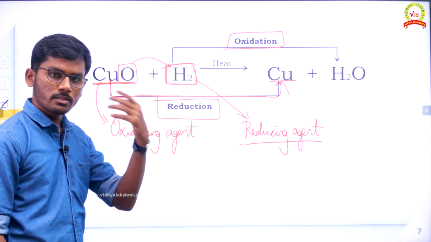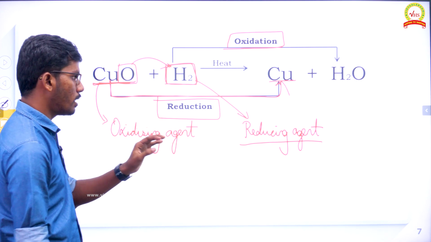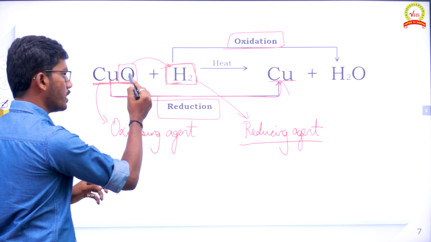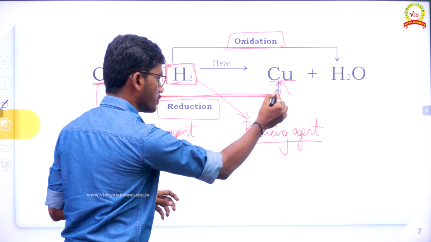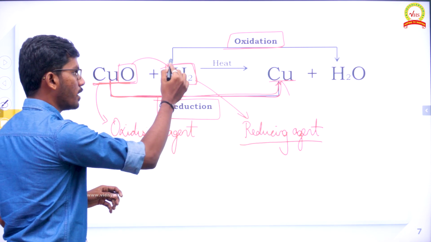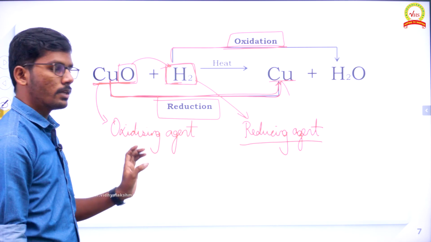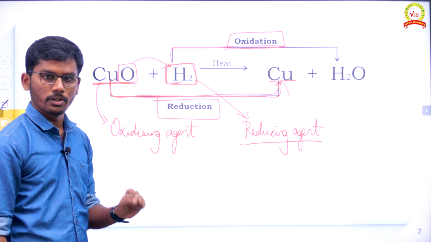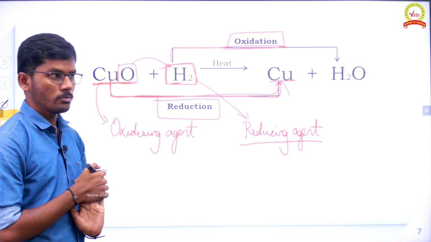It reduces the other reactant, but itself gets oxidized. So in that manner, if you see hydrogen, it gets oxygen from the copper oxide so that it reduces the other substance, but itself gets oxidized. So this is about finding the oxidizing agent and reducing agent.